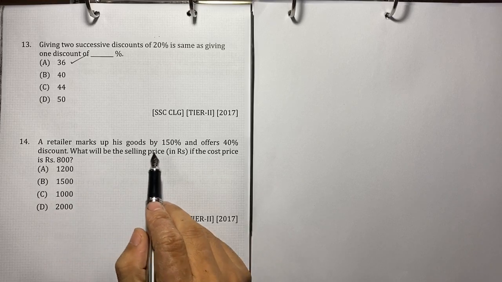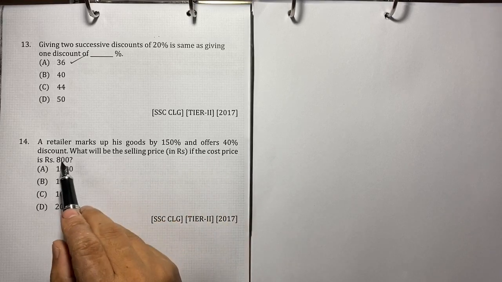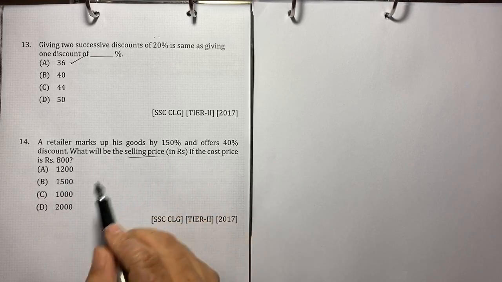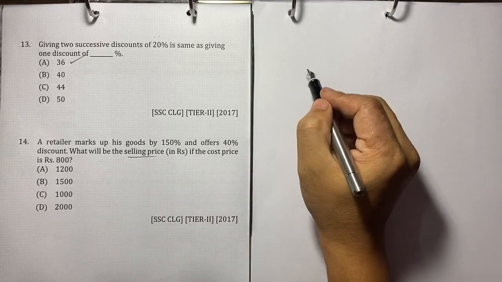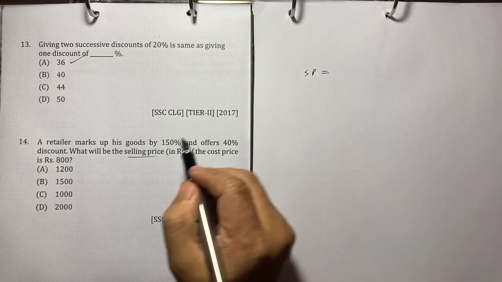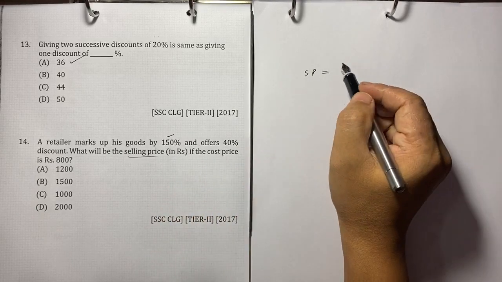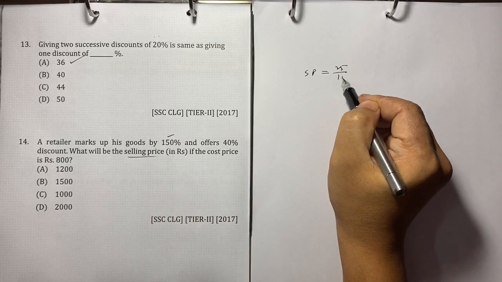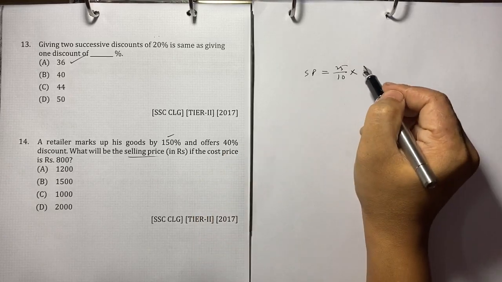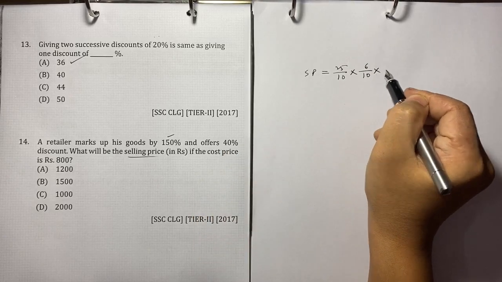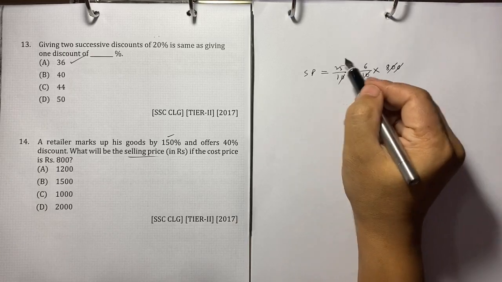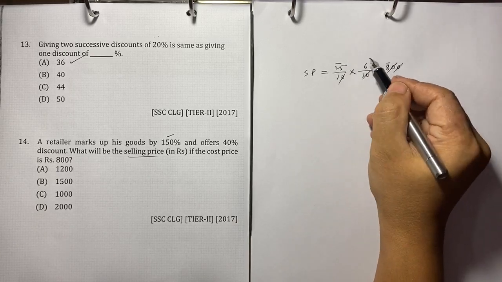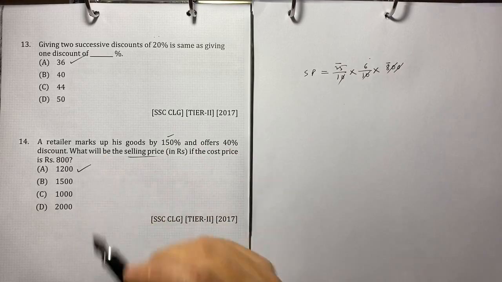A trader marks up his goods by 150% and offers a discount. What will be the selling price if the cost price is this? Selling price will be 100 plus 150, 250%, 25 by 10, and offers 40% discount. It will be 6 by 10 into cost price. It is 800. Cancel this. So you multiply 200 into 6, 1200.